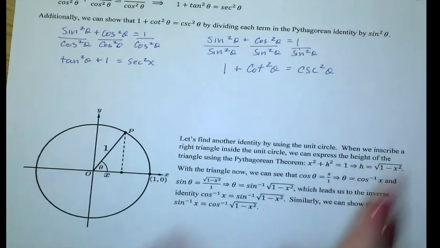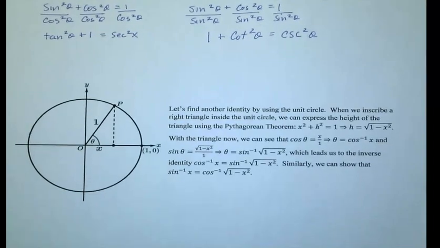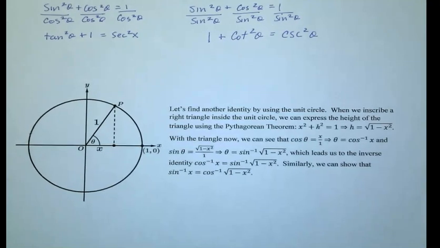All right, looking good, guys. Okay, so another circle. This time we're going to find another identity by using the unit circle when we inscribe a right triangle on the inside of the unit circle, kind of like we did in the last example.